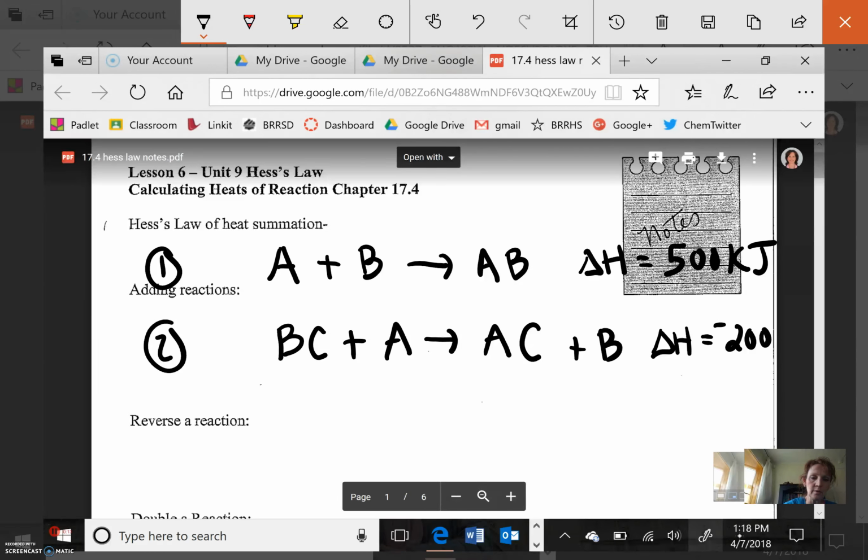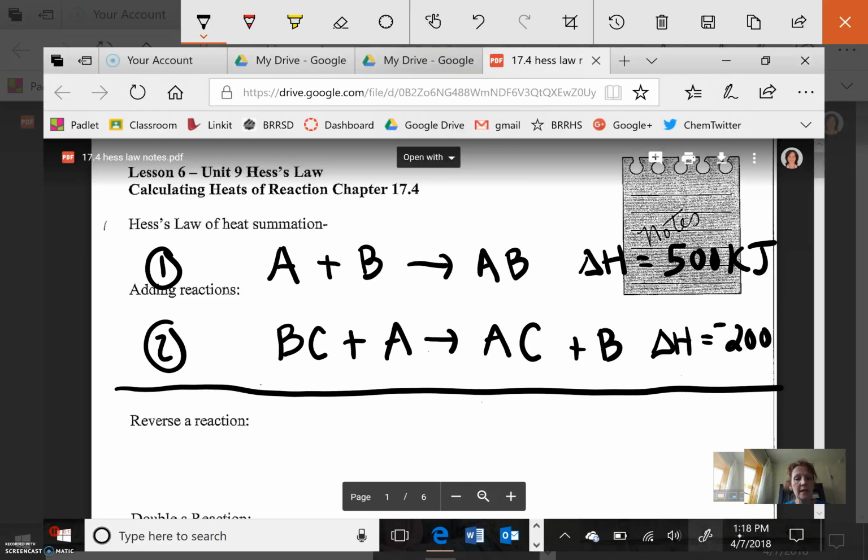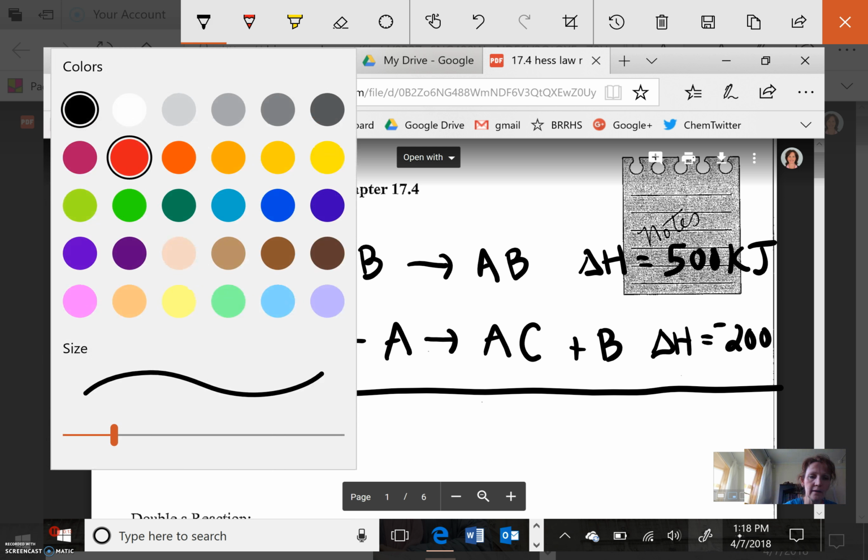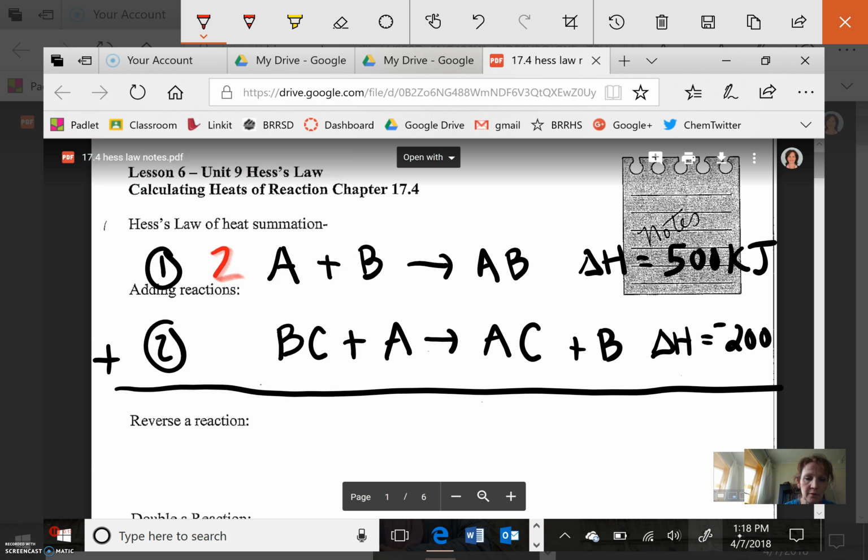Now what we can do, according to Hess's law, is add these reactions, or we could double these reactions. If we double the reactions, we actually double the heat. Let me show you an example of that. Let's say that we double this reaction.